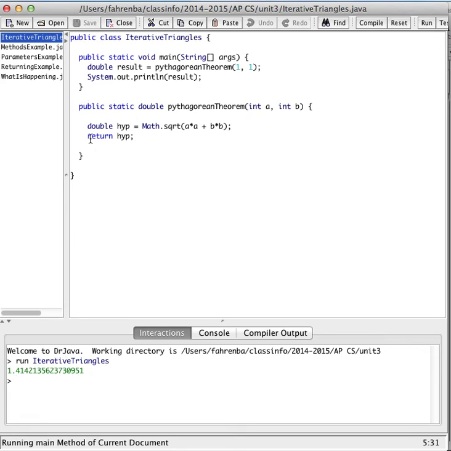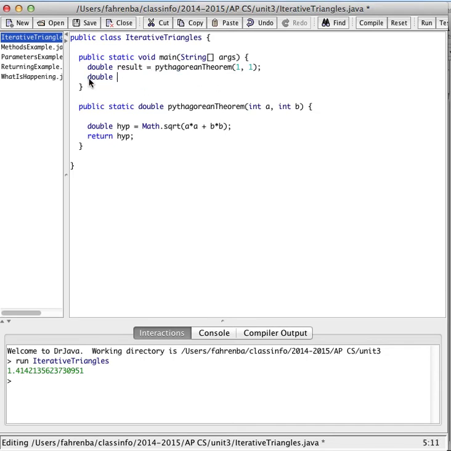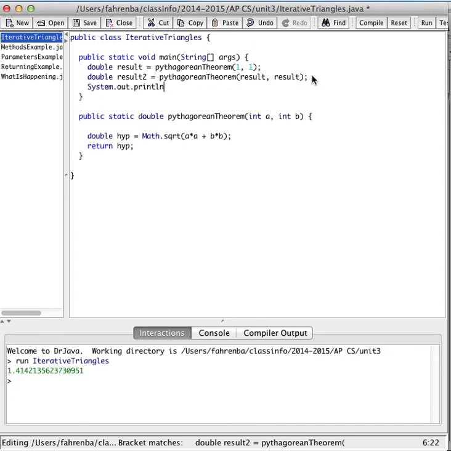So we have this nice little method that we could use over and over again if we like, and it can take an input and give us an output. Essentially what we want to be able to do is do this multiple times. So we could do this: double result2. We could call the Pythagorean theorem method again, and we'll pass in the result of calling it the first time, because this is the hypotenuse of the first triangle, and that becomes the length of the leg of the second triangle. If you pass it in, that should give us the hypotenuse of the second triangle. And then, of course, I need to print out my result.